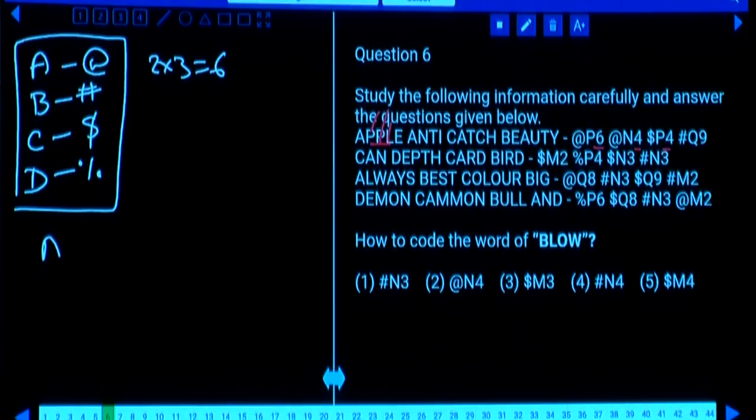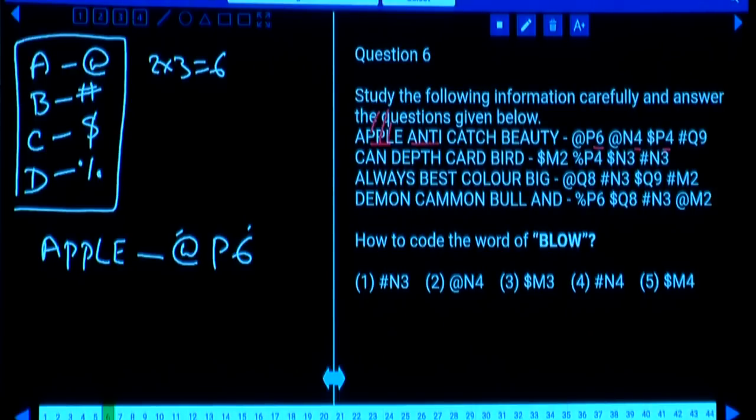And so what is the code to the word apple here? The code to the word apple is at the rate of P6. Can we finalize this one or not? A is at the rate of, and the number is 6. Now how are we getting this number? The number of consonants is multiplied with the number of vowels.